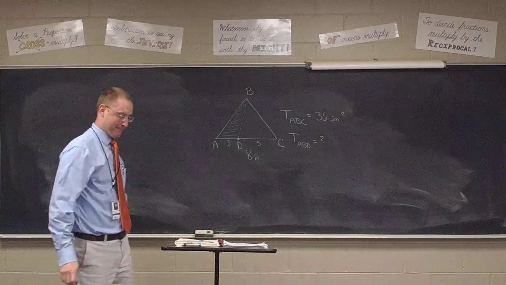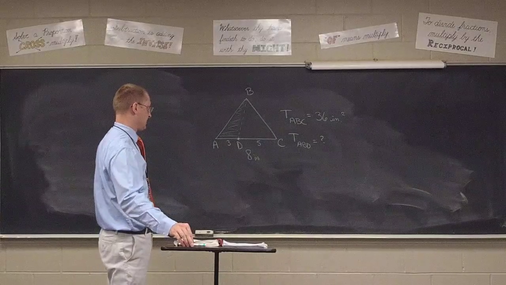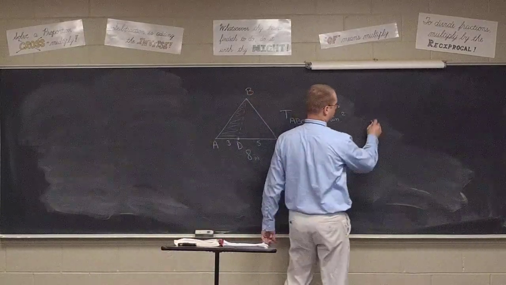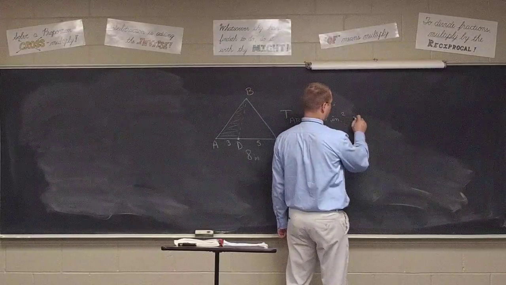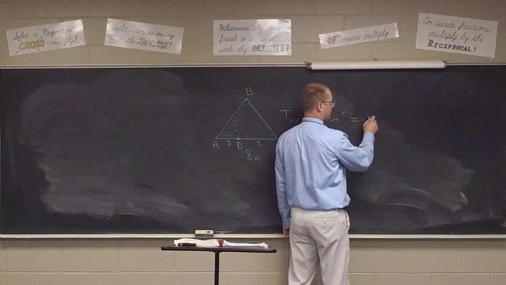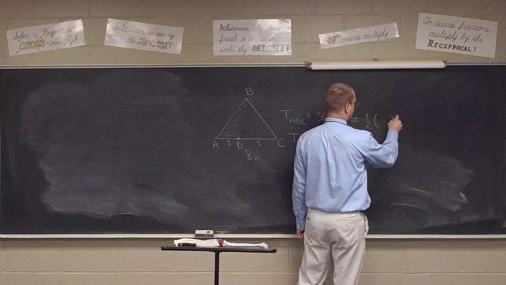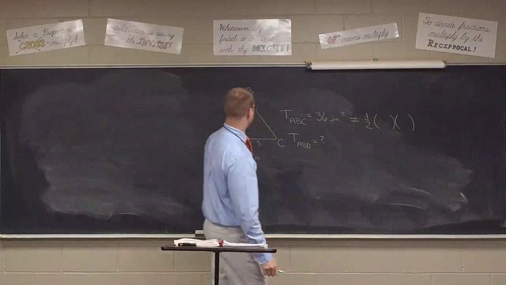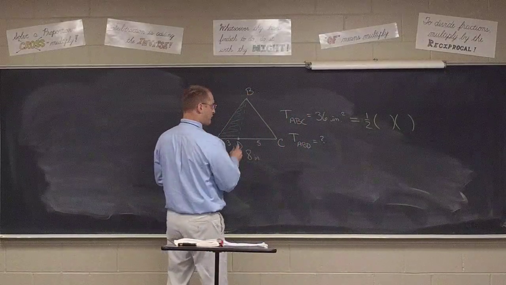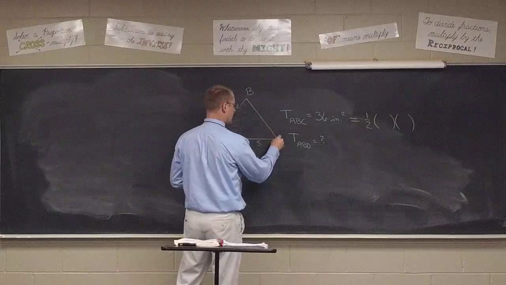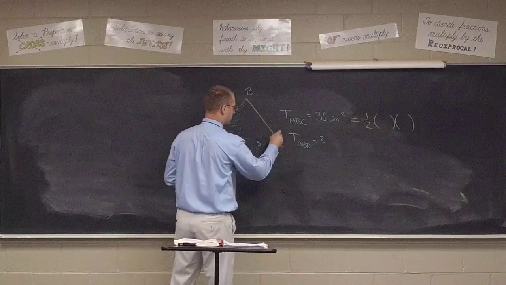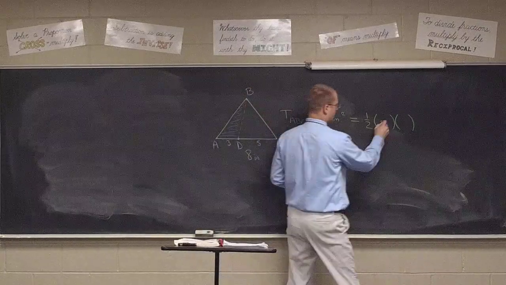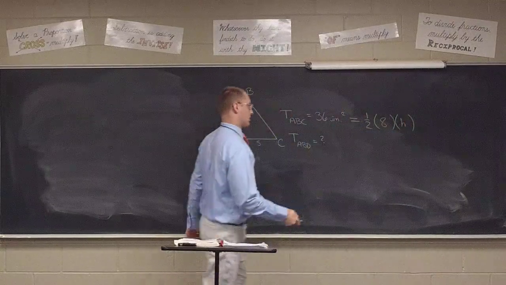Well, we have the area of ABC. So we could do 36 inches squared equals 1/2, 5, and then 8. Is 5 the base of triangle ABC? Oh, I was thinking BDC. I had the 8 wrong. 8 and then 8. There we go.